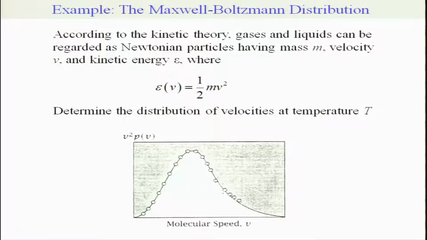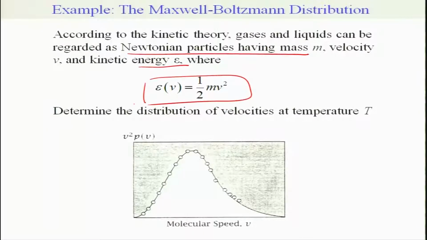Now, using this Maxwell distribution, we can also calculate the probability distribution of the velocities. This is sometimes called the Maxwell-Boltzmann distribution. According to the kinetic energy theory, gases and liquids can be regarded as Newtonian particles having mass m, velocity v, and kinetic energy epsilon, where the kinetic energy is given in this form. If you would like to calculate the distribution of velocity at temperature T, this is the distribution. This follows the Maxwell distribution model, and using this we can make use of various different things.